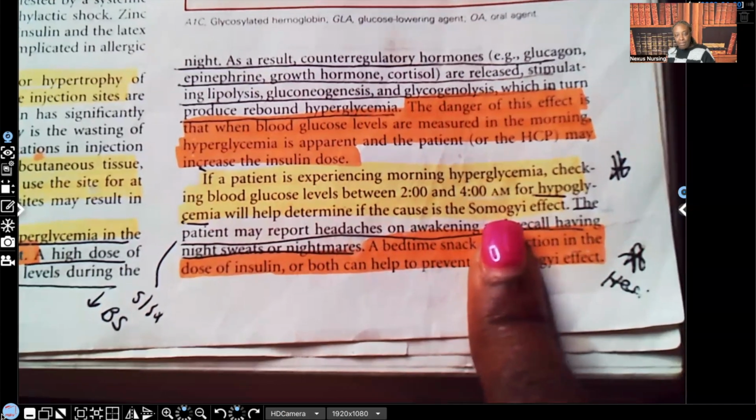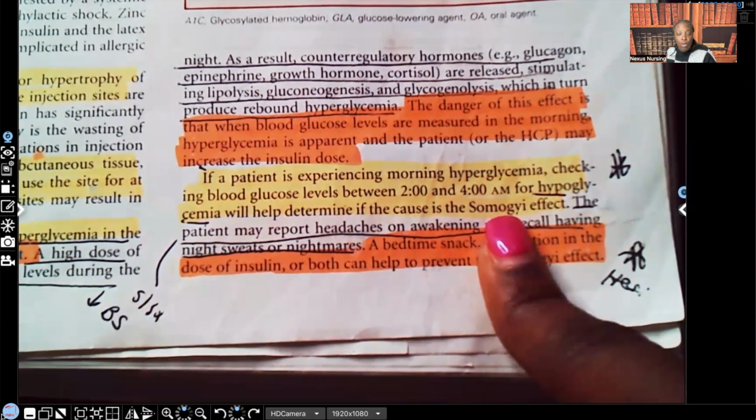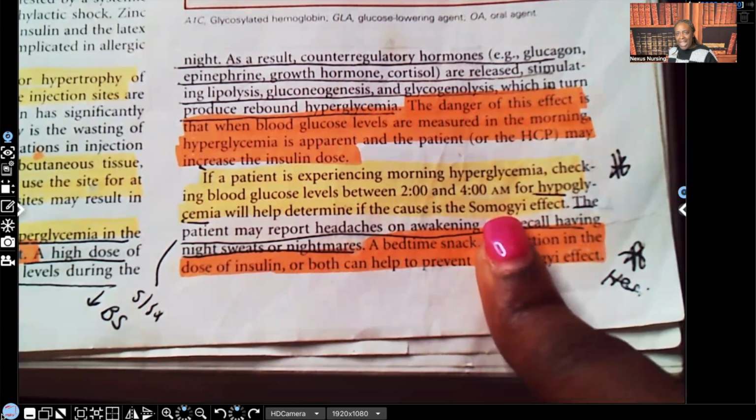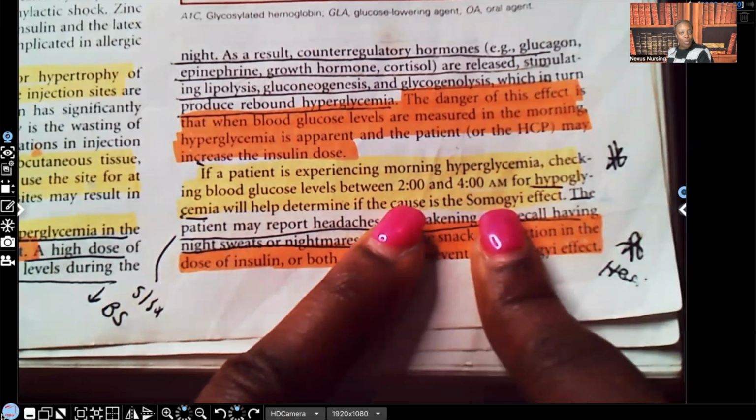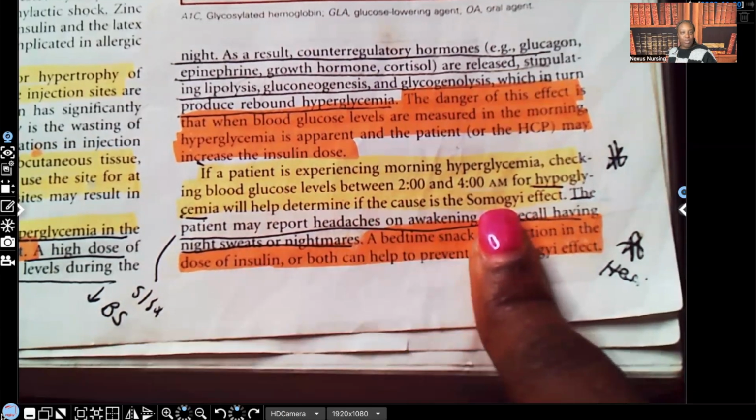If you check that blood sugar between 2 and 4 and you see the blood sugar is low, then you know it's Somogyi effect we're dealing with. Because how is it that every morning when I check your blood sugar, it's high, and I feel like I need to give you more insulin, but when I checked you between 2 and 4, it was low? That's how we know we're dealing with Somogyi.